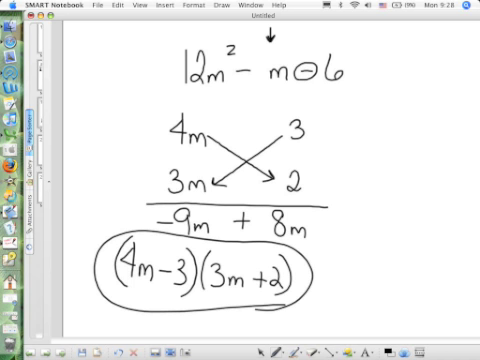Remember to check yourself. Put it back together. That's 12m squared. This is positive 8 minus 9, which is -1m. And then we've got -3 times 2, which is -6. All right? Don't forget to check. Any other questions on the homework?